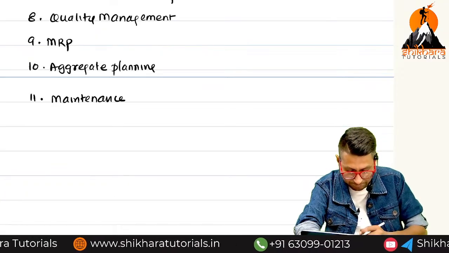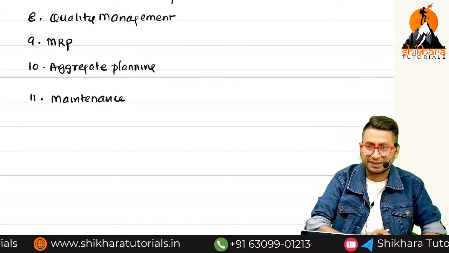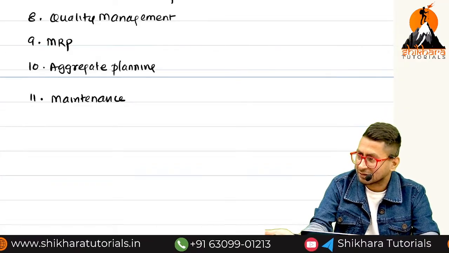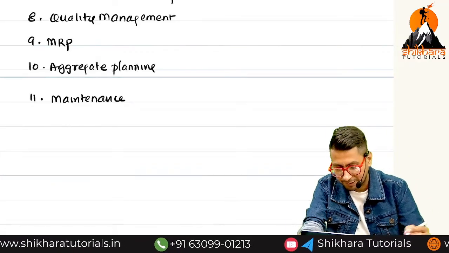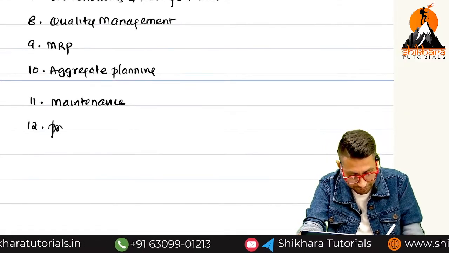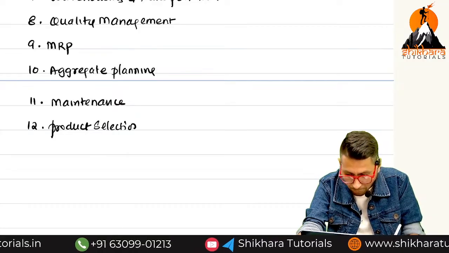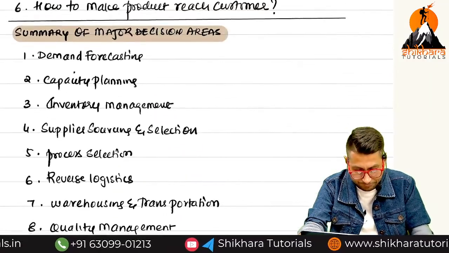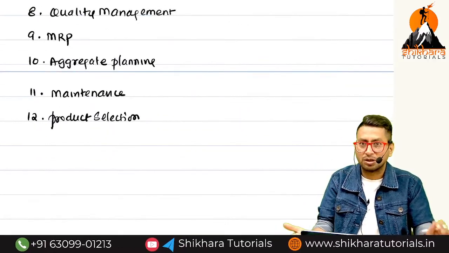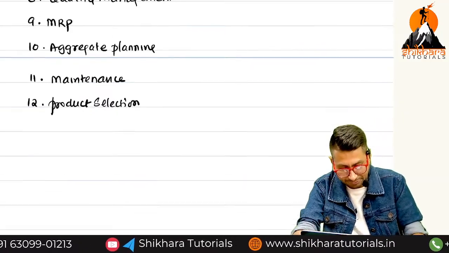Then it should also consider maintenance. It should also consider about what? Maintenance. I told how many types of maintenance are there? Preventive and breakdown. Next. Then we have product selection. What is product selection? What should I manufacture more? What should I not manufacture more? Depends upon demand and sales.